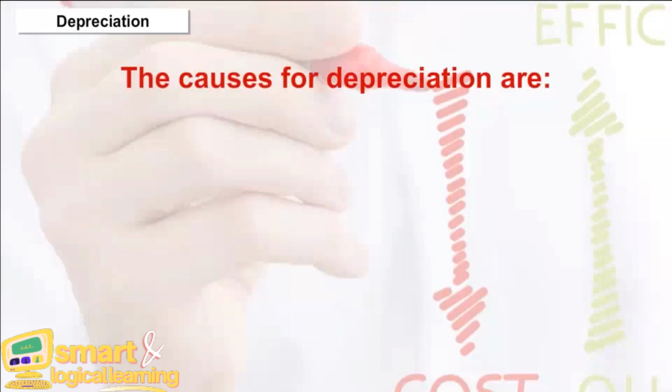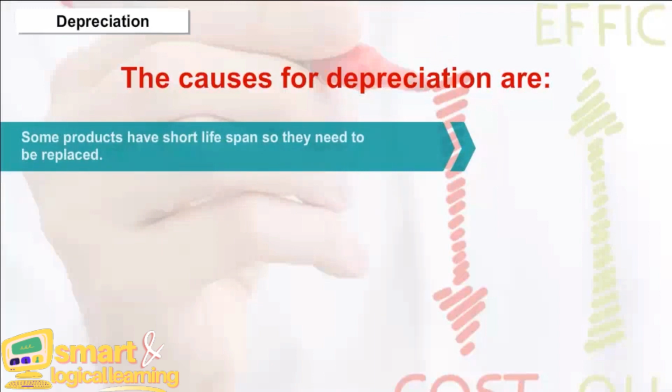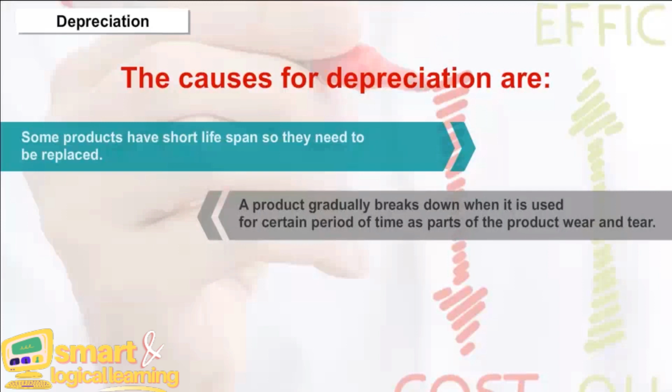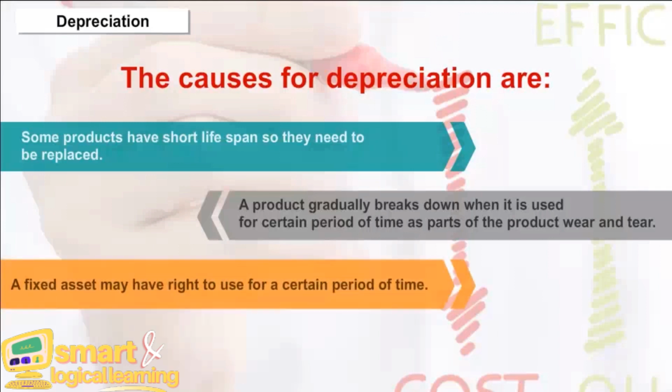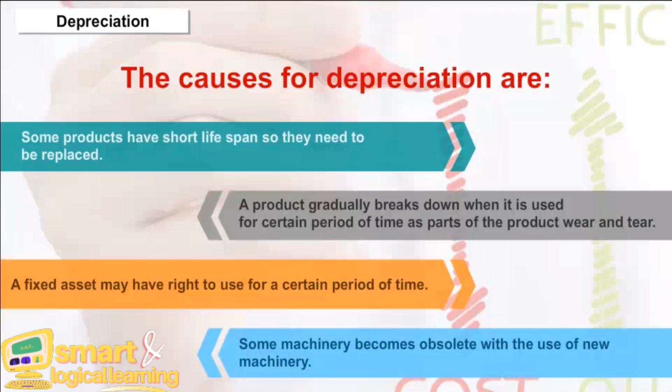The causes for depreciation are: some products have short lifespans, so they need to be replaced. A product gradually breaks down when it is used for a certain period of time as parts of the product wear and tear. A fixed asset may have a right to use for a certain period of time. Some machinery becomes obsolete with the use of new machinery.